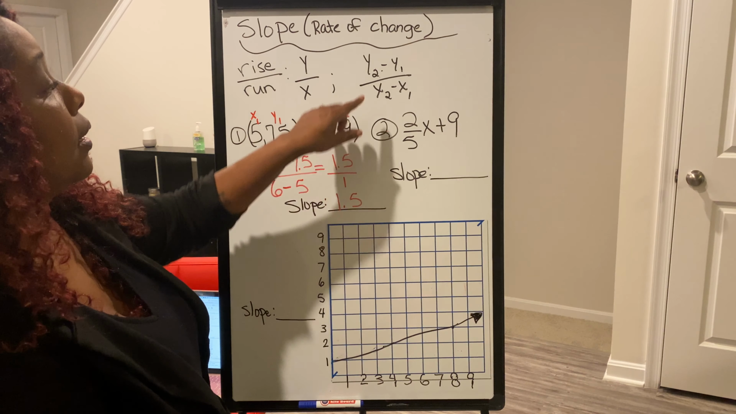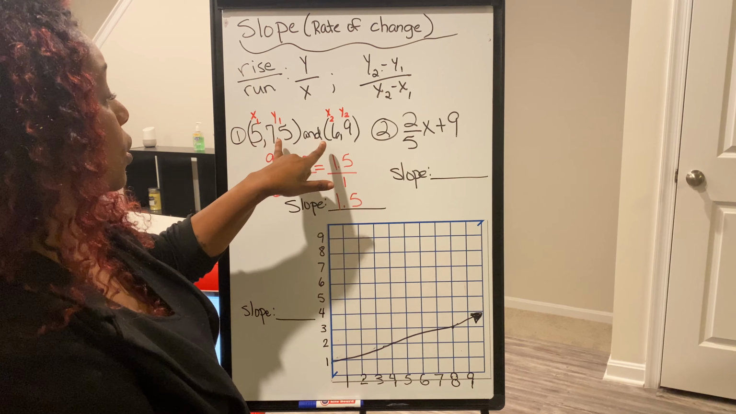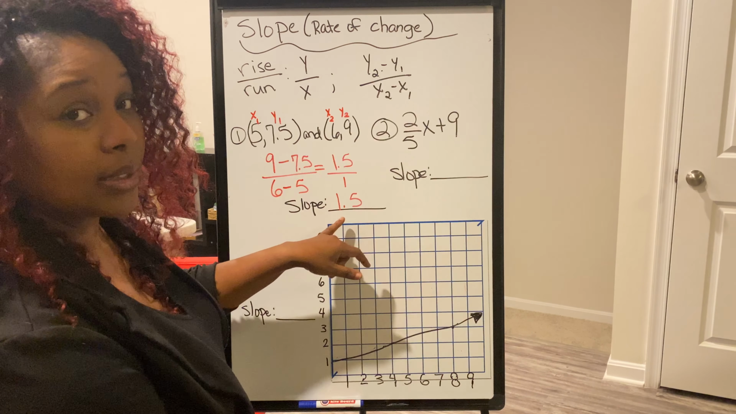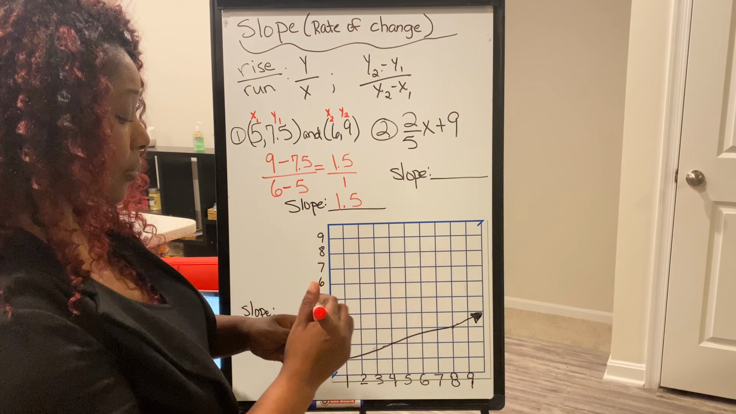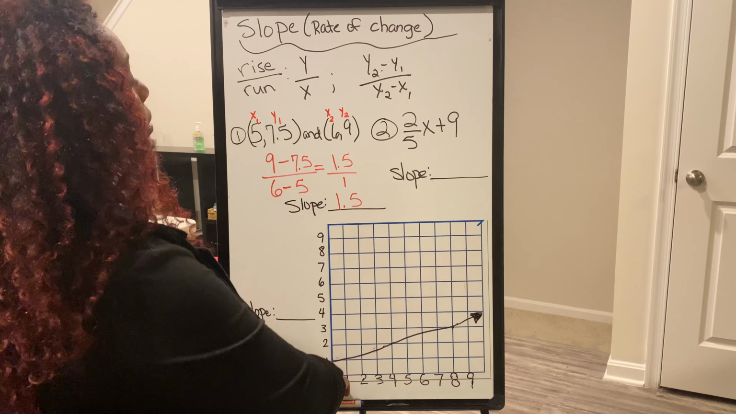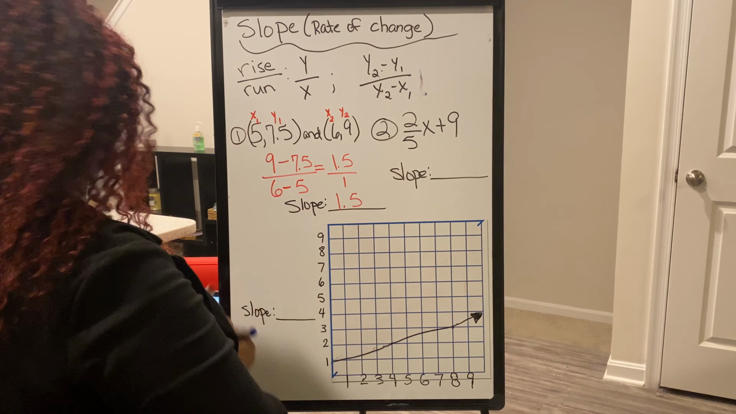All you're doing is taking this formula and you're substituting using your points. Easy. Let's look at this one. Equations are a lot easier because when we're looking at an equation, use black. Keep it consistent.